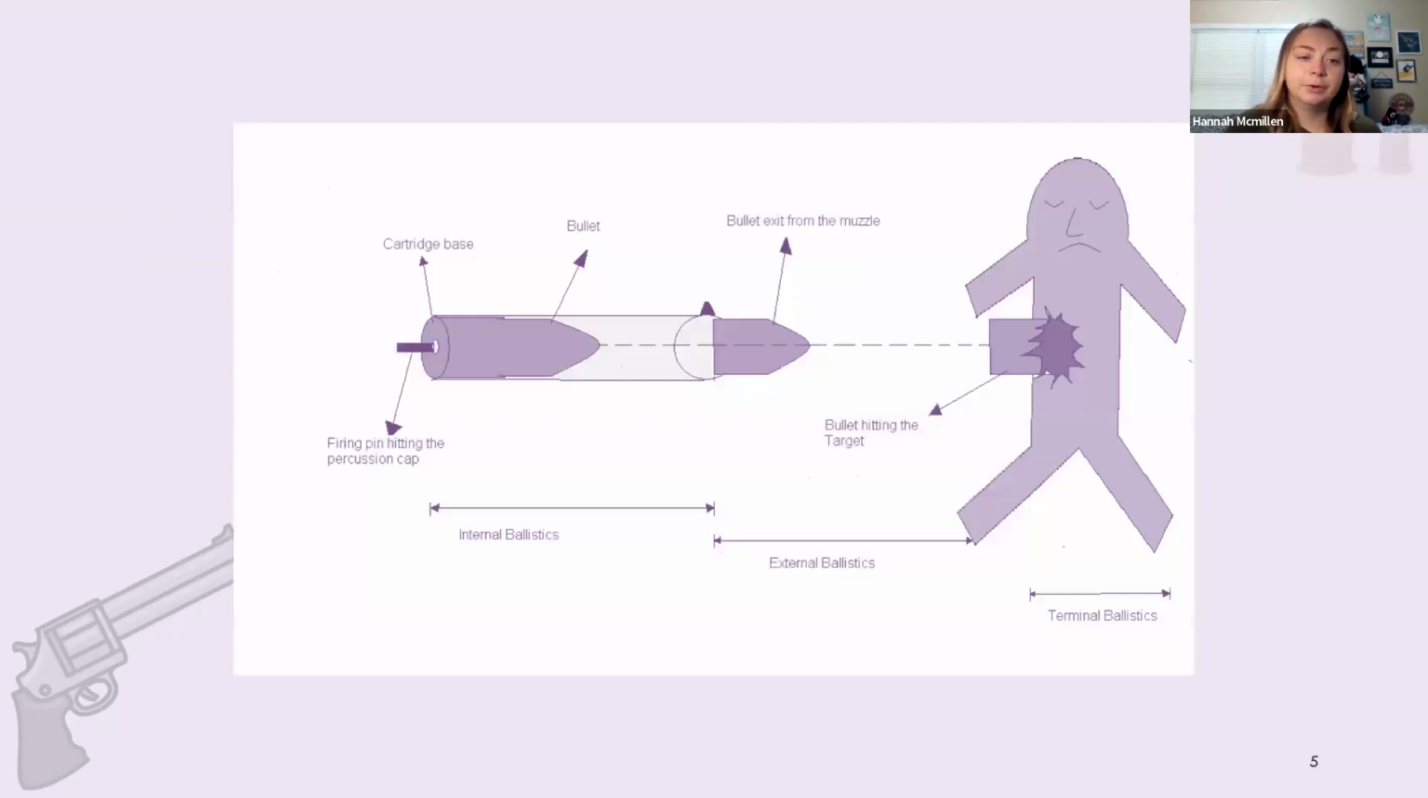When we diagram this out, we can see that internal ballistics is what's happening with the cartridge inside of the firearm itself, what's going on internally. The firing pin hits the percussion cap of the cartridge base. The bullet is then going to start traveling through the muzzle of the firearm. Once the bullet exits the muzzle, now we are in the external ballistics stage. As that bullet travels after exiting the muzzle, up to hitting the target, that is our external ballistics, that whole path as it travels through the air. And then our terminal ballistics is when it hits the target at the end.